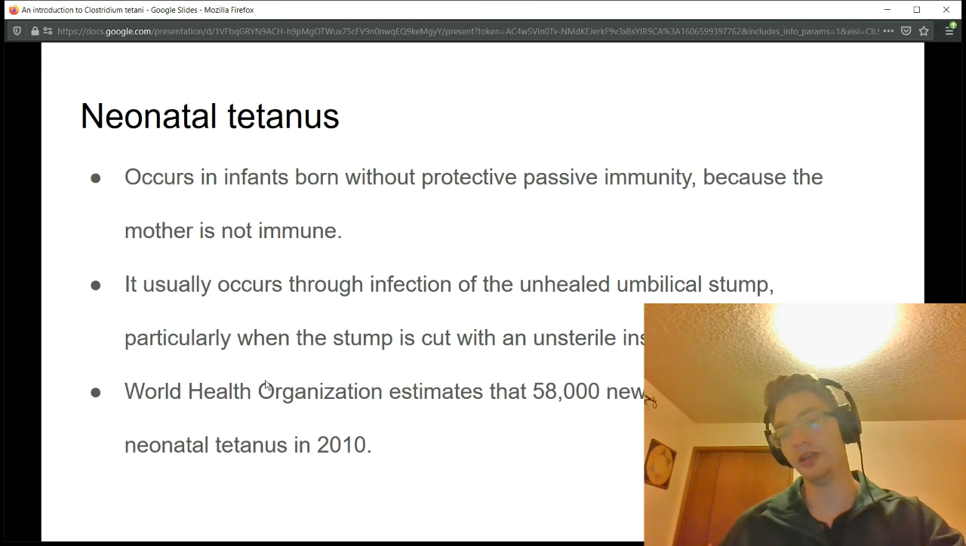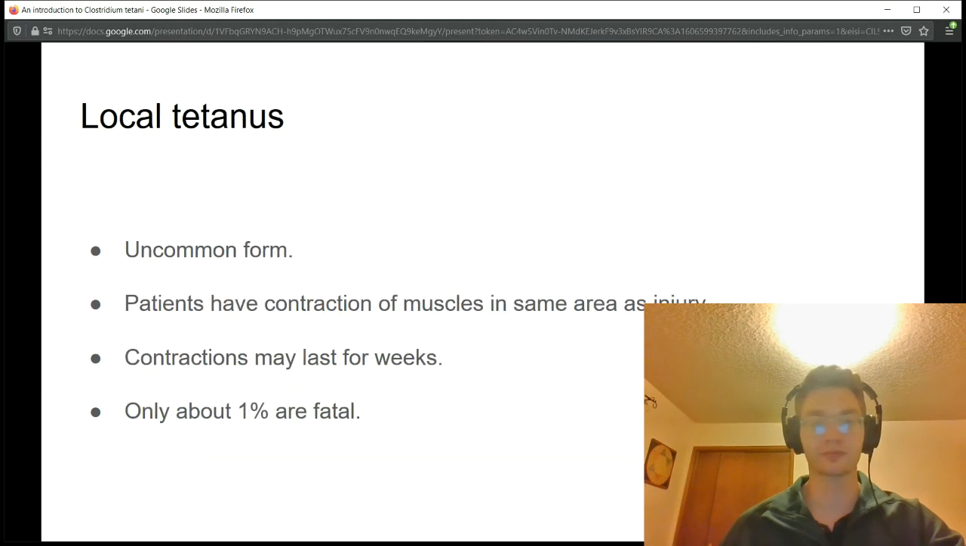Not very common in the U.S., but in other countries it can happen and does happen. The World Health Organization estimates that 58,000 newborns died from neonatal tetanus in 2010. And then we have local tetanus. This is an uncommon form of tetanus, and patients have contraction of muscles in the same anatomical area as the injury, but just that local area only, and contractions may last for weeks, but only 1% of them are fatal.